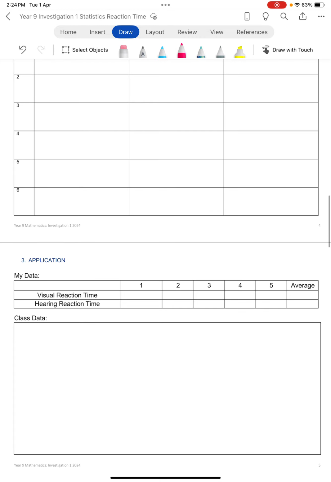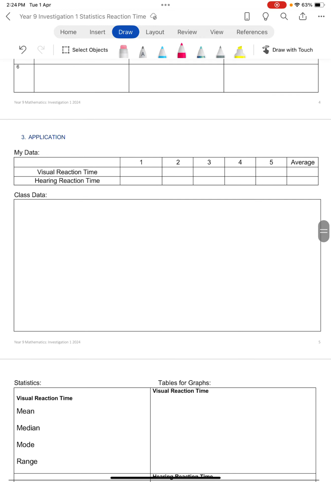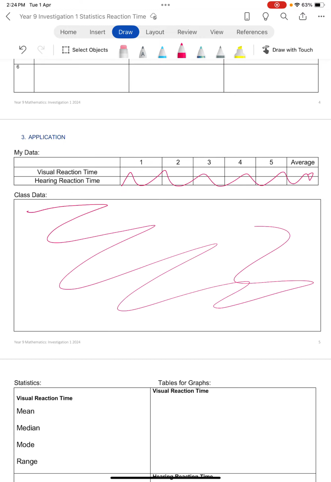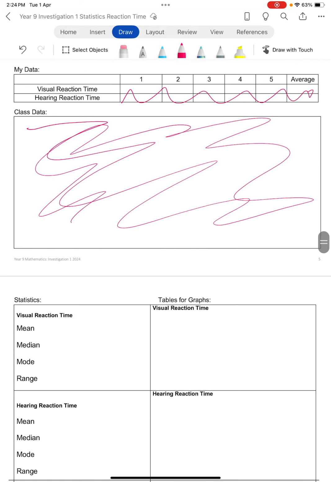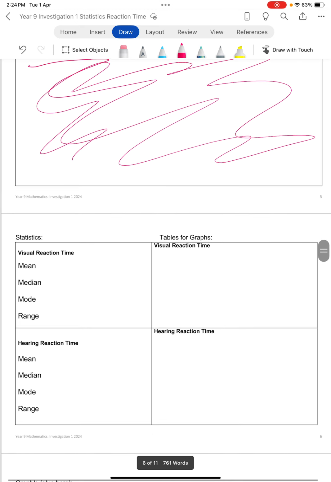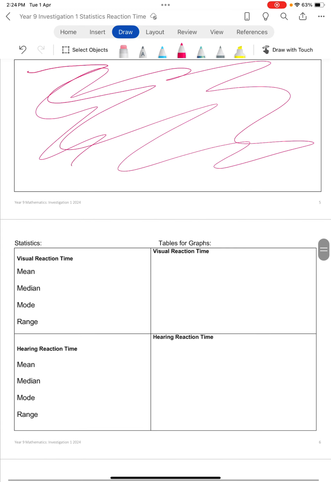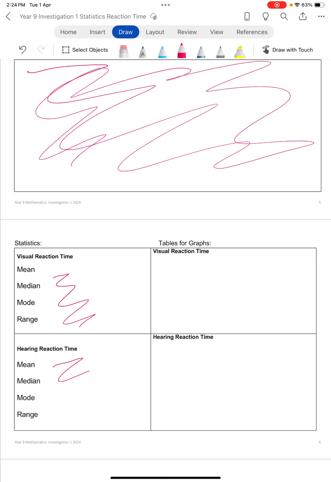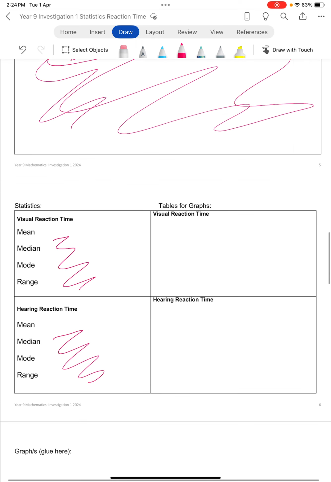For today, I don't want you guys to focus on the method. Most of us should have our own data, and then we should also have filled out the class data as well. And then also have done the mean, median, mode, and range for visual and hearing reaction time. If you haven't done any of those things yet, that is your first port of call.